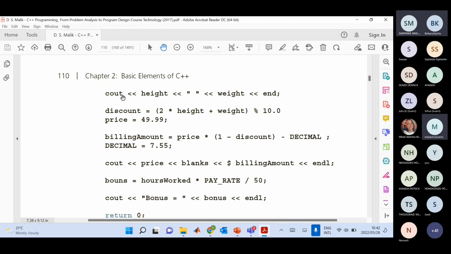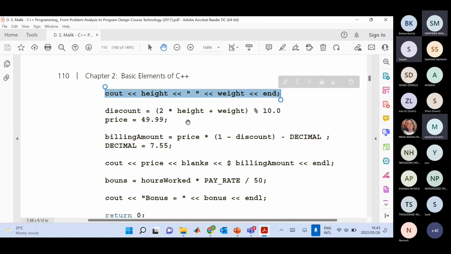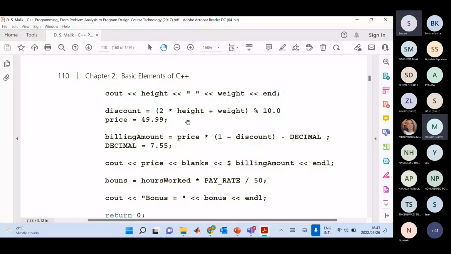Okay, next. Is there any mistake here? Two semicolons? Strings? No, that's not a mistake. That string is a space. Because you are going with a cout, there is no mistake in this line, right? True, guys.